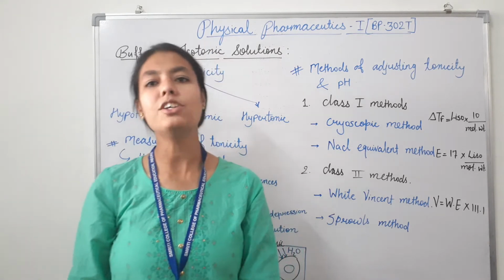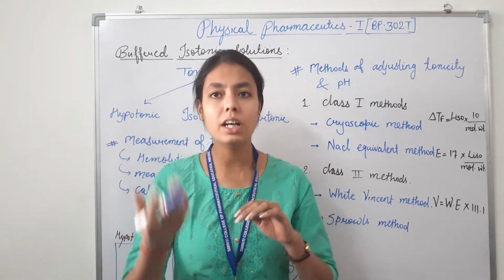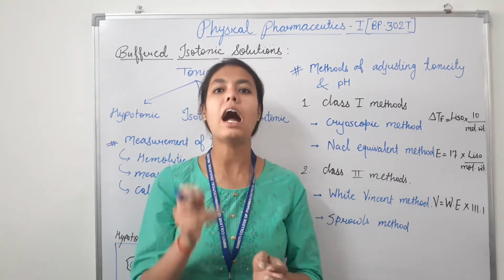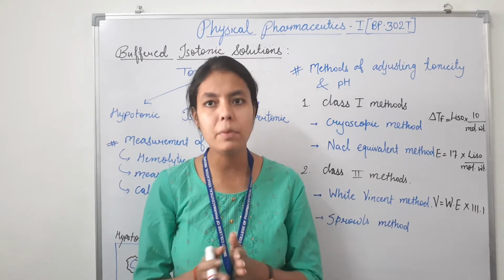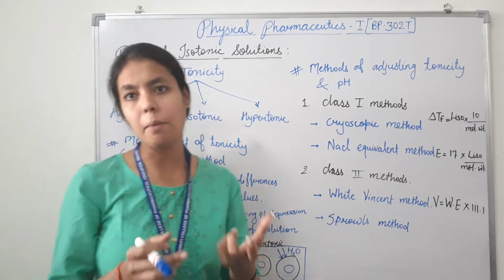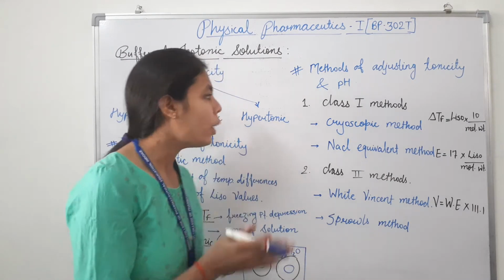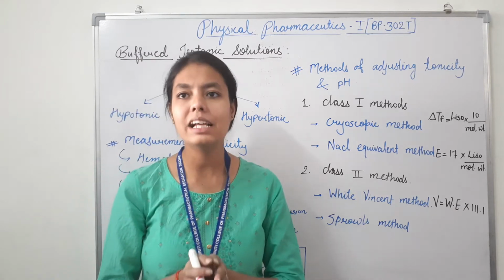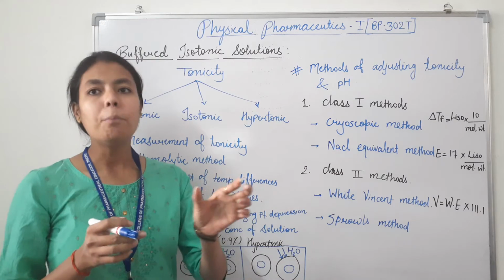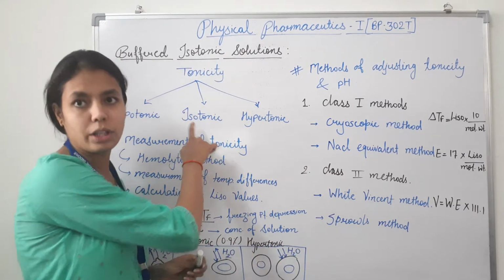If we talk about isotonic solution, it refers to two solutions having the same osmotic pressure across a semi-permeable membrane. If we talk in reference with the red blood corpuscles of our body, that is RBCs, then 0.9% NaCl solution is isotonic with the components of RBC. So that is isotonic in nature.